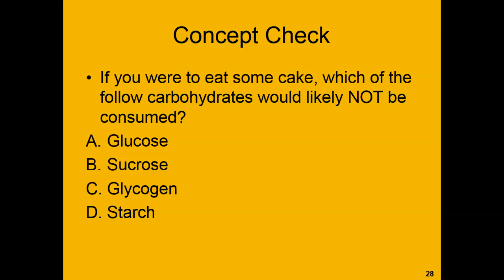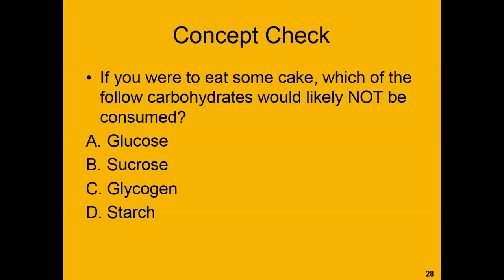It has its frosting, it has its bread. Would we not be eating glucose, sucrose, glycogen, or starch? So let's think about these carbohydrates. Glucose is a simple sugar. It's very sweet tasting. Sucrose is also a simple sugar that's very sweet tasting. Those two sugars are probably going to be present in the frosting and the bread itself.